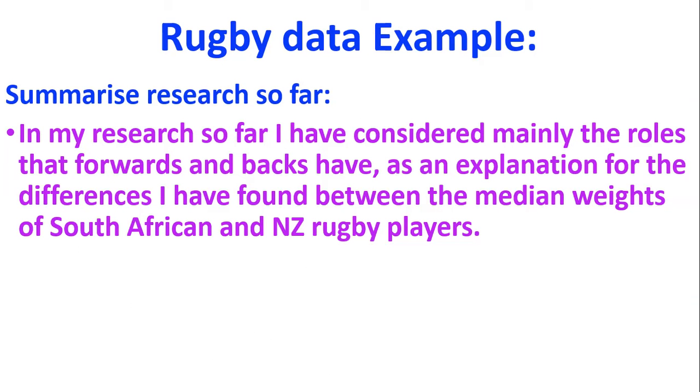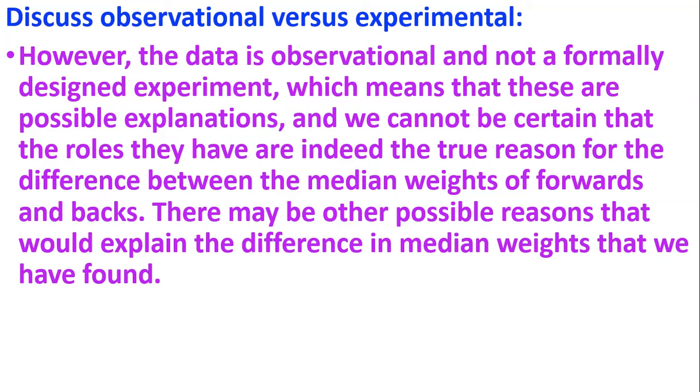So in our rugby data, first of all start by looking at summarising our research so far. So far we've considered mainly the roles that forwards and backs have, and I've used that as my explanation for the differences in the median weights. Then I now want to go on and discuss the difference between observations and experiments. Well, our data is only observational. We haven't decided which player is a New Zealander, which player is a South African, which one is a forward, which one is a back. They have made that decision and are playing in the position that we observe them in. So this is an observational data set.